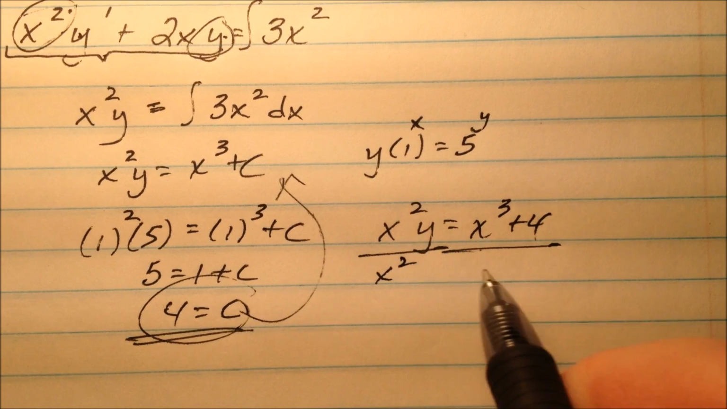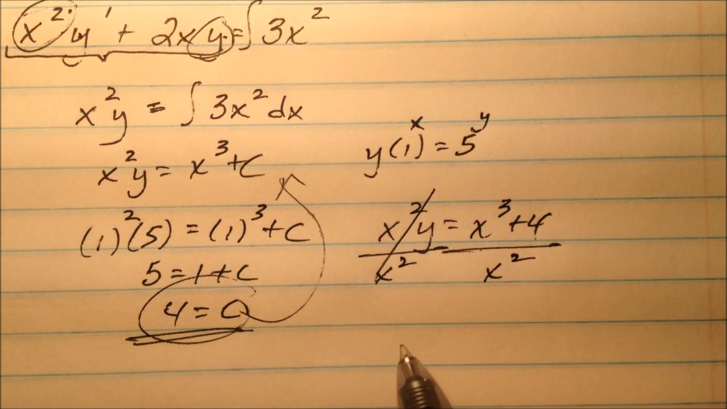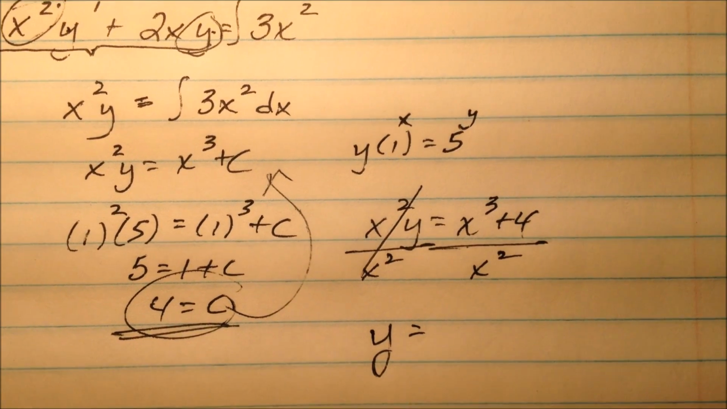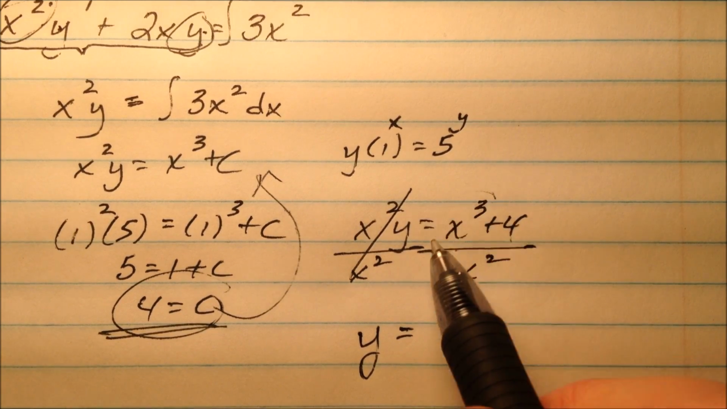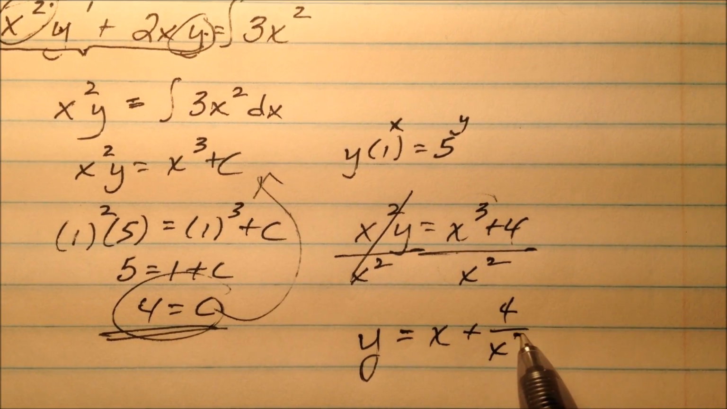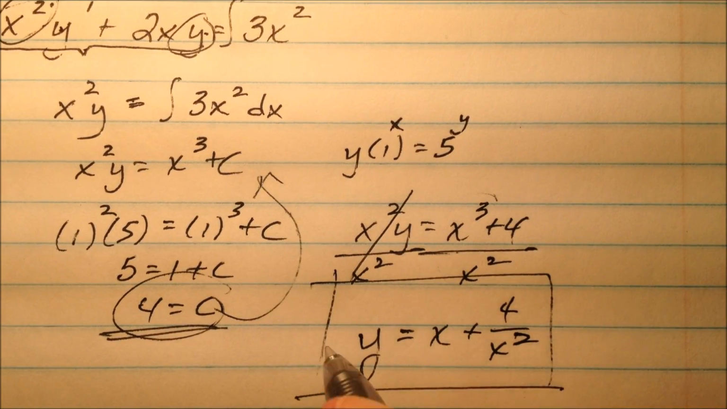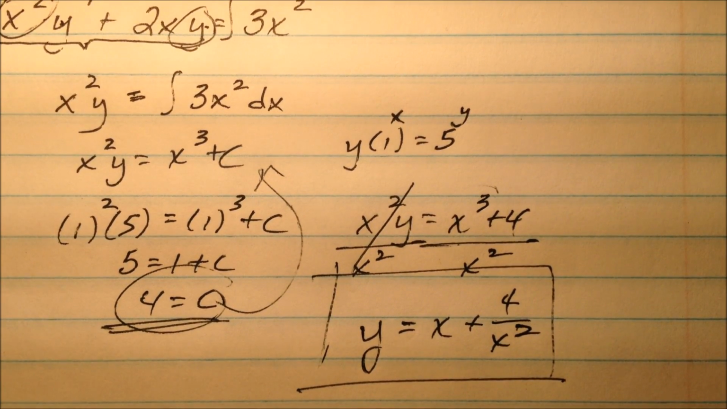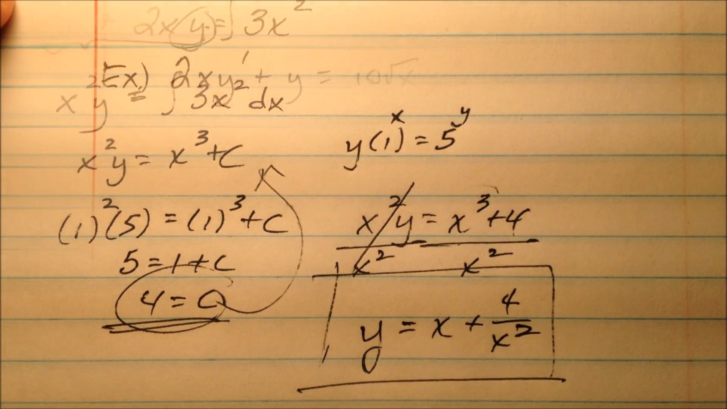And then we could just divide both sides by x squared, so we can put this in explicit form. y equals, this x cubed over x squared will be x, plus 4 over x squared. So that right there will be the solution for our differential equation.